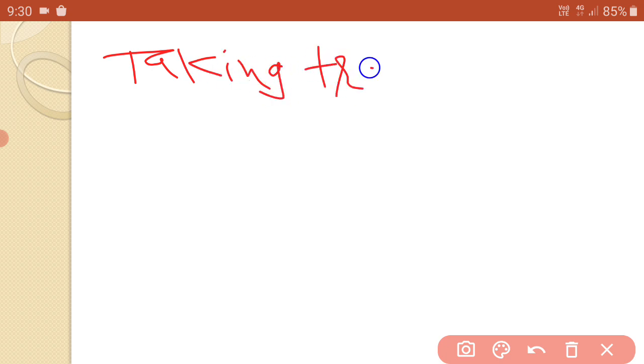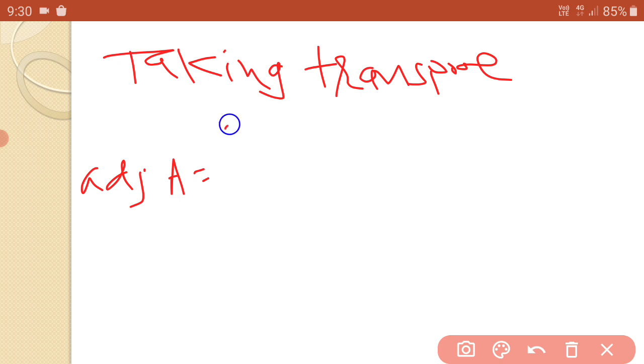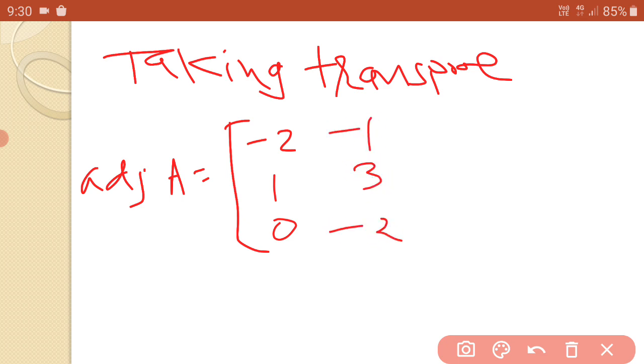After this step, the next step is taking the transpose, and it is called adjoint A. Minus 2, minus 2, but then 1, 0. First row you write in the first column, second row you write in the second column, and 3, minus 3 and 1. It's adjoint A.